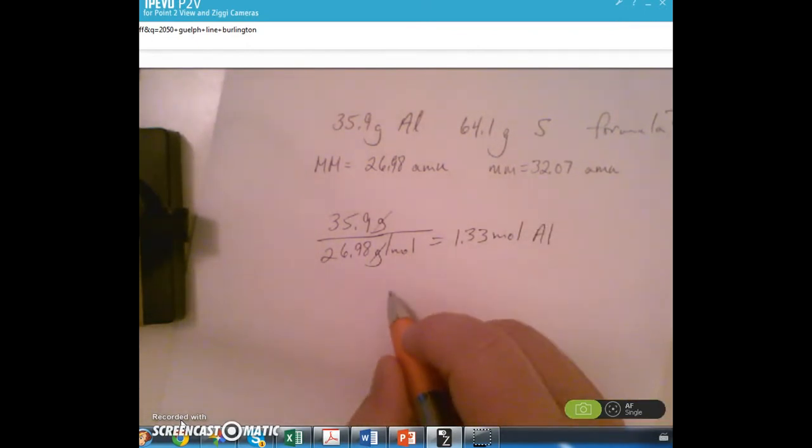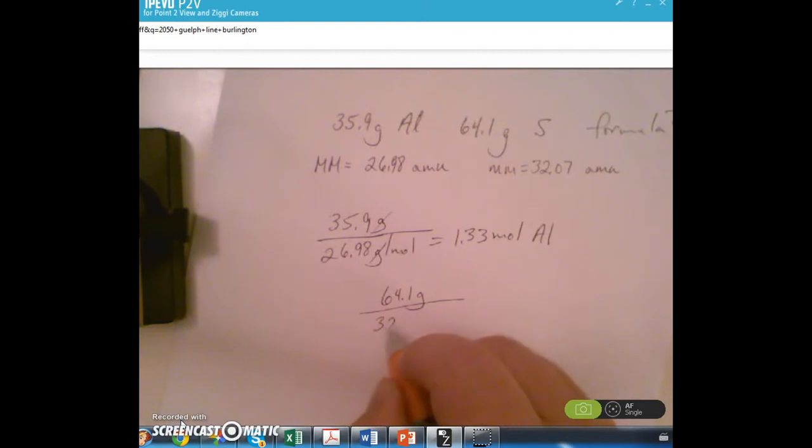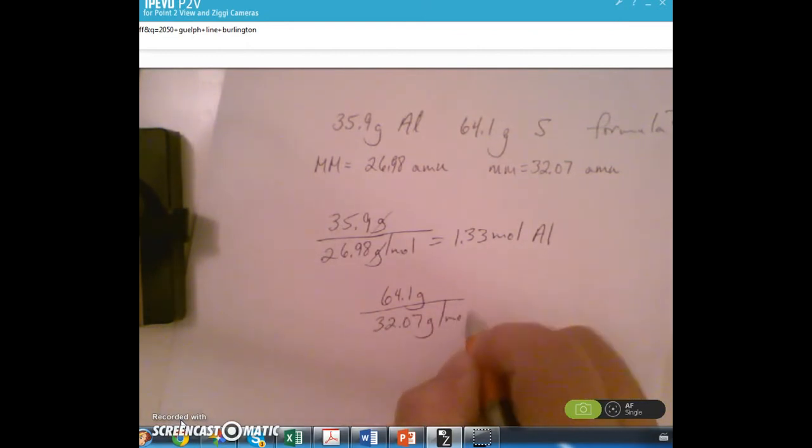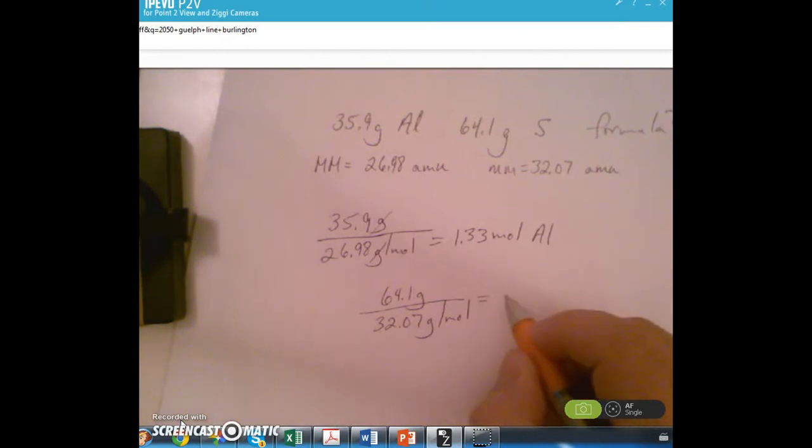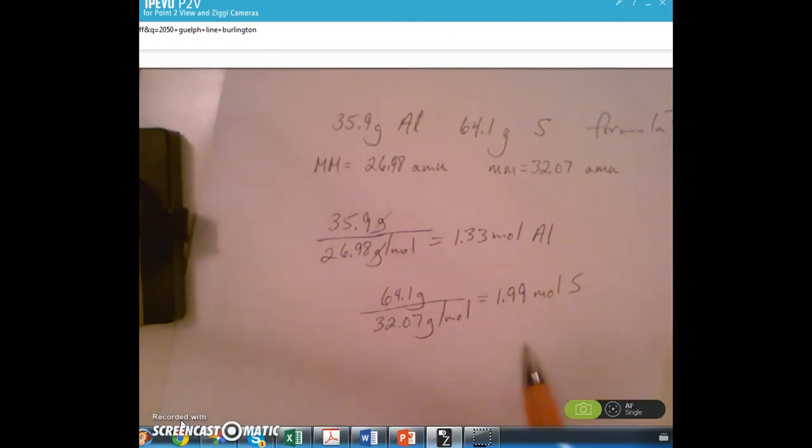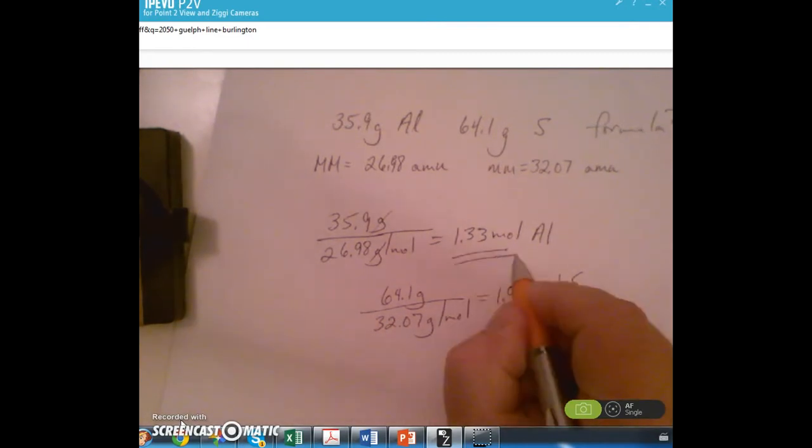For the sulfur, 64.1 grams of sulfur divided by 32.07 grams per mole equals just about 2 moles of sulfur. And then from there, this essentially gives us the number of molecules, and of course, we divide by the smaller number.